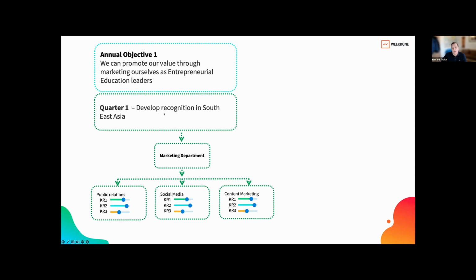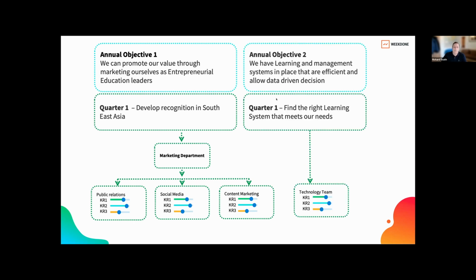So in this particular case, our annual objectives to our quarter, develop recognition in Southeast Asia, those two are still at the company level. In this case, they are aligning to the marketing department. It can be that an OKR at the quarterly level aligns to a single department. It can be that it aligns to multiple departments. In these two examples, we've separated them just to keep it quite simple, but in a lot of cases, this may well be something that touches a number of different departments or teams within the company.